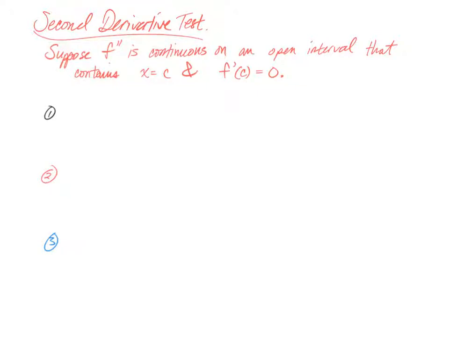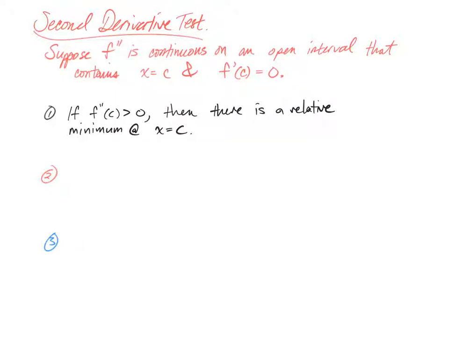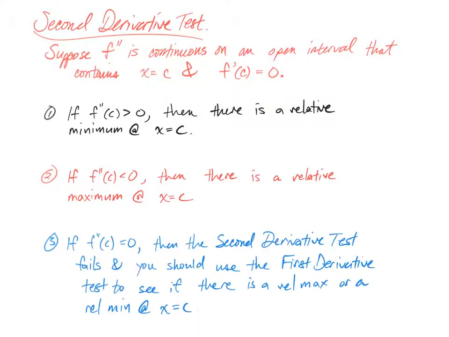Second derivative test. Suppose f double prime, or the second derivative, is continuous on an open interval that contains x equals c, and that f prime of c equals 0. Another way of saying that is that the value c is a critical value. Then we have three different cases. In the first case, if f double prime of c is bigger than 0, then there's a relative minimum at x equals c. In the second case, if f double prime of c is less than 0, then there is a relative maximum at x equals c. And in the last case, if the second derivative at c equals 0, then the second derivative test fails, and you should use the first derivative test to see if there is a relative max or a relative min at x equals c.